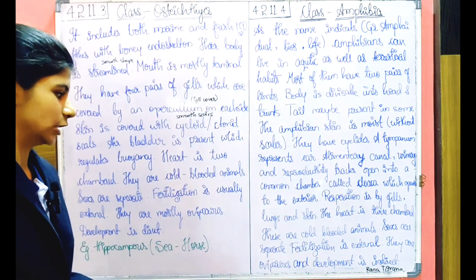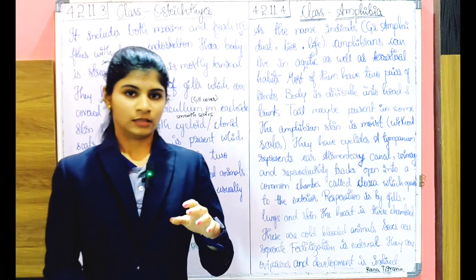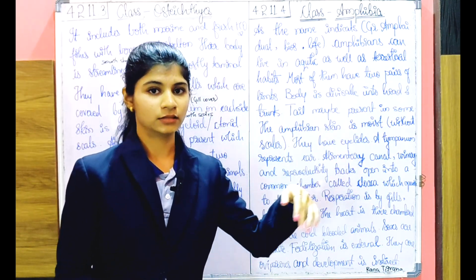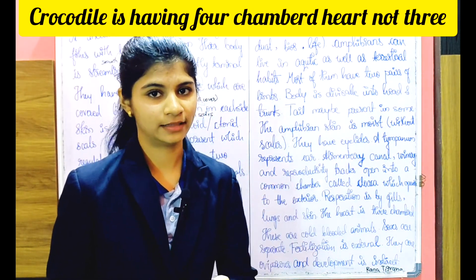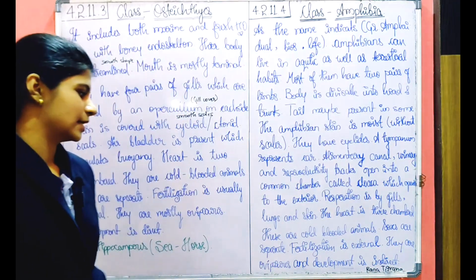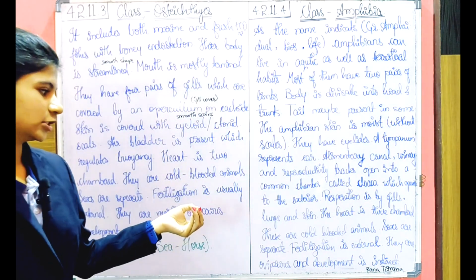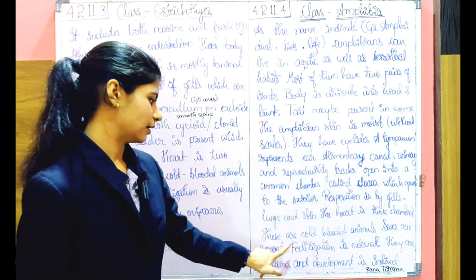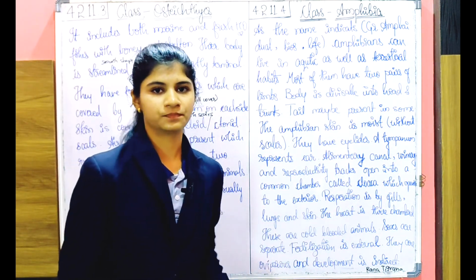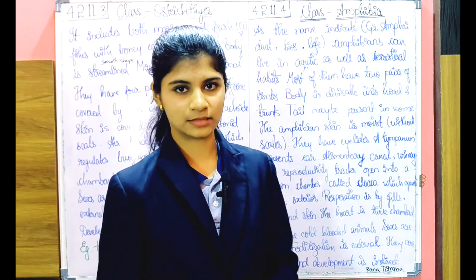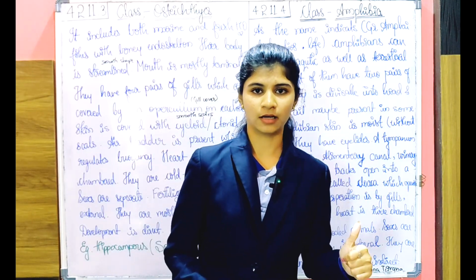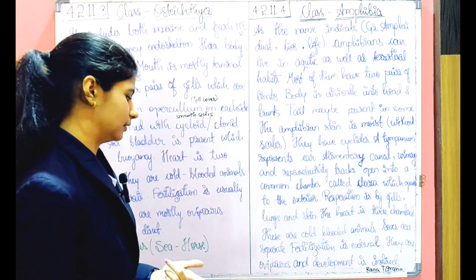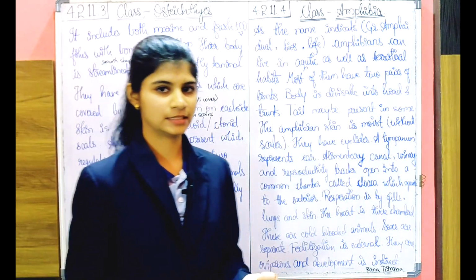The heart is three-chambered. Listen carefully. The heart is three-chambered in the frog and the crocodile. This is a very important point. Sexes are separate. Fertilization is external. Now the most important point comes here: they are cold-blooded animals. You have to write this line for the class Amphibia. And then they are oviparous and development is indirect.